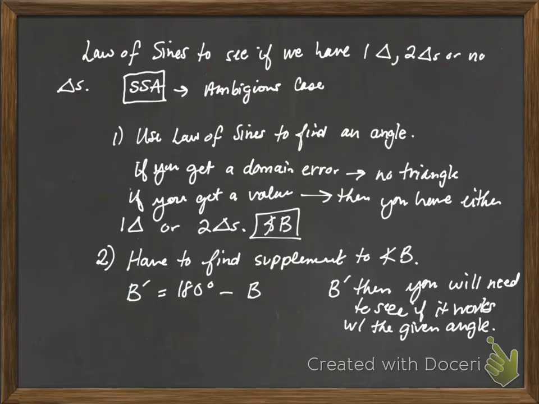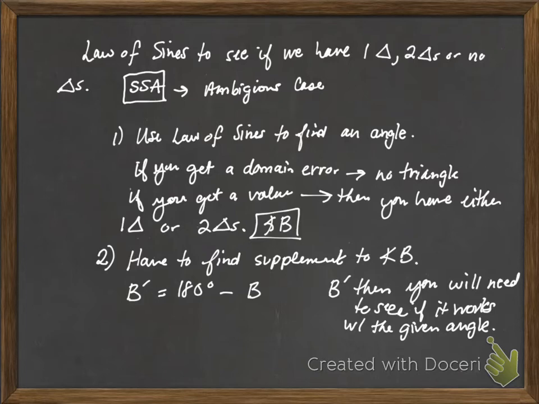What I've done here is write down the steps to see if we have one triangle, two triangles, or no triangles. Once again, you only have to do this with the SSA case. Otherwise, you just use the law of sines like you normally do. The first thing you do is use the law of sines because you're given a side and the corresponding angle. Let's use A as an example. So I'm given angle A and side A. I use the law of sines and set up the ratio. I have to find the other angle because I'm going to be given another side.